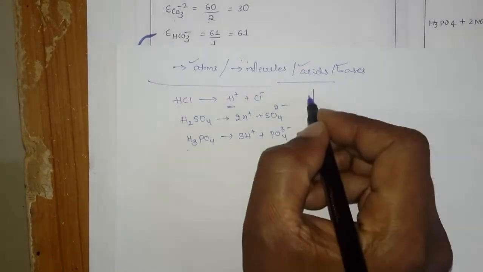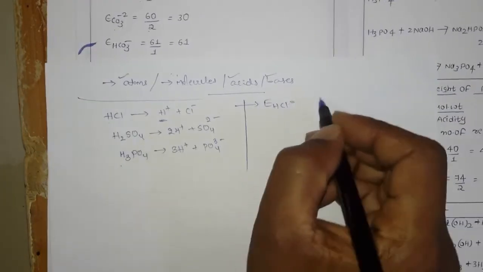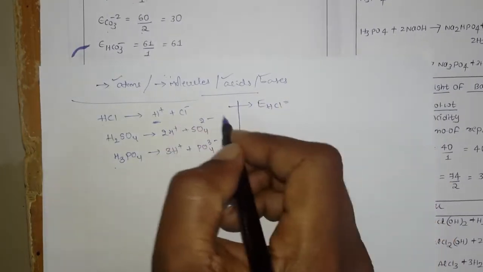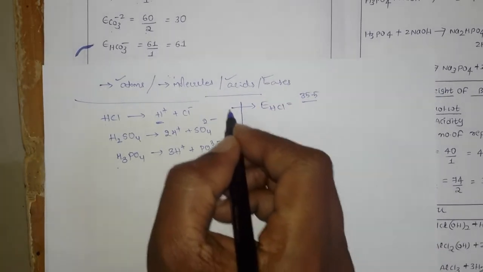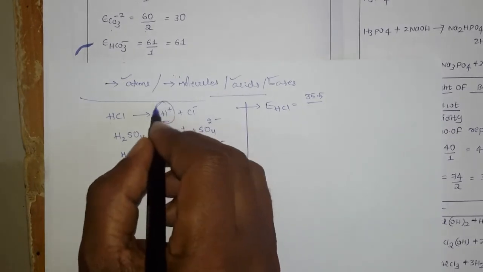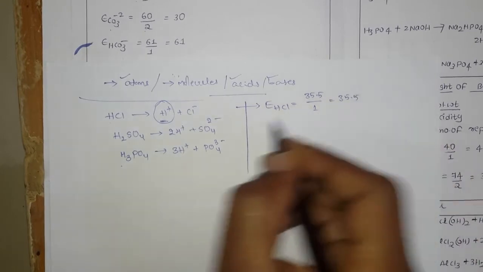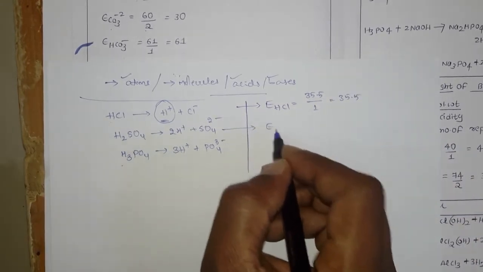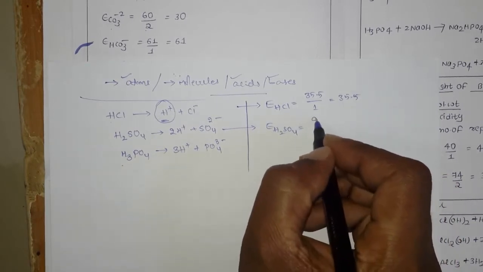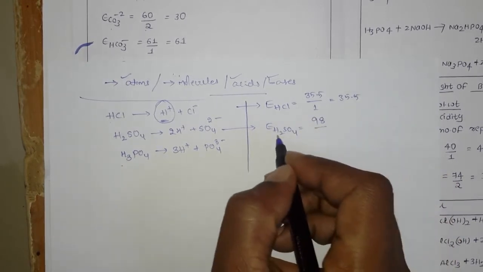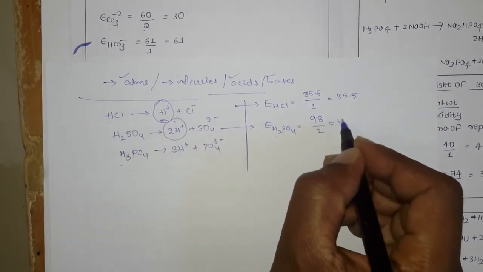For HCl, what is the equivalent weight? Very simple: the molecular weight of HCl is 35.5 divided by the replaceable H plus ions, only 1, so that is 35.5. Next, coming to H2SO4, the equivalent weight of H2SO4 is generally 98 divided by the number of replaceable hydrogens, 2 hydrogens, so 98 by 2 is 49.